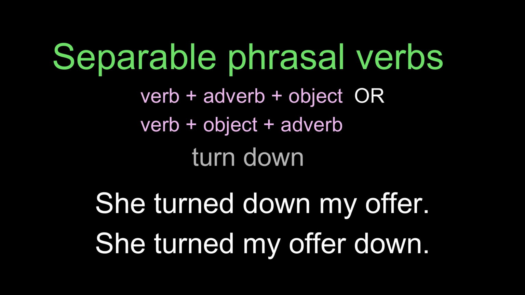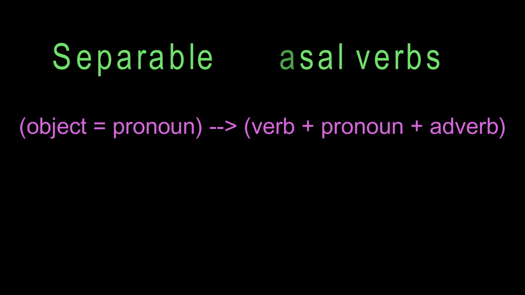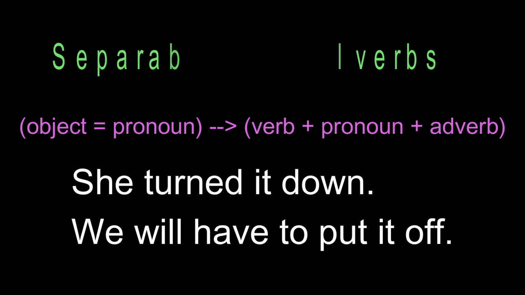She turned down my offer. She turned my offer down. The noun object, my offer, can come either after the adverb or between the verb and the adverb. However, if the object is a pronoun, we must separate the phrasal verb and insert the pronoun between the two parts. She turned it down. We will have to put it off.